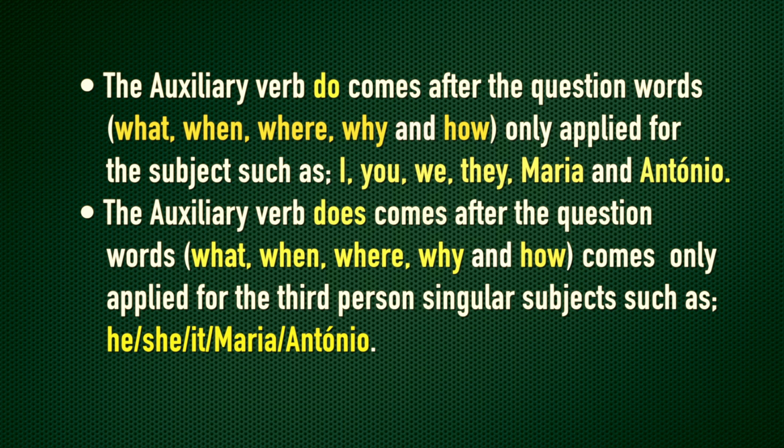However, this would work in two ways. The auxiliary verb do comes after the question words what, when, where, why, and how, only applied for the subjects such as I, you, we, they, Maria and Antonio. And then, the auxiliary verb does comes after the question word, only applied for the third person singular subject such as he, she, it, Maria only, or Antonio only.